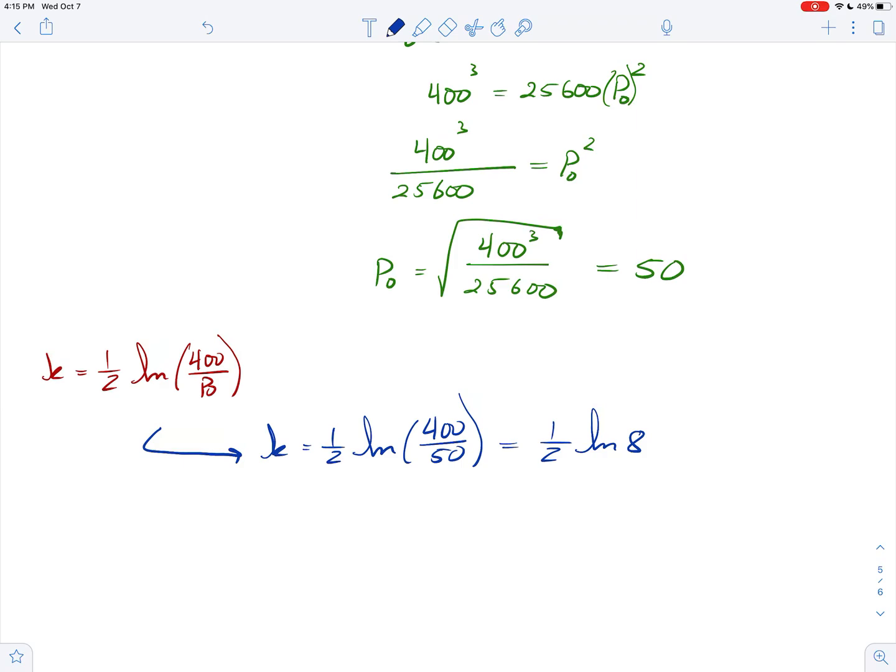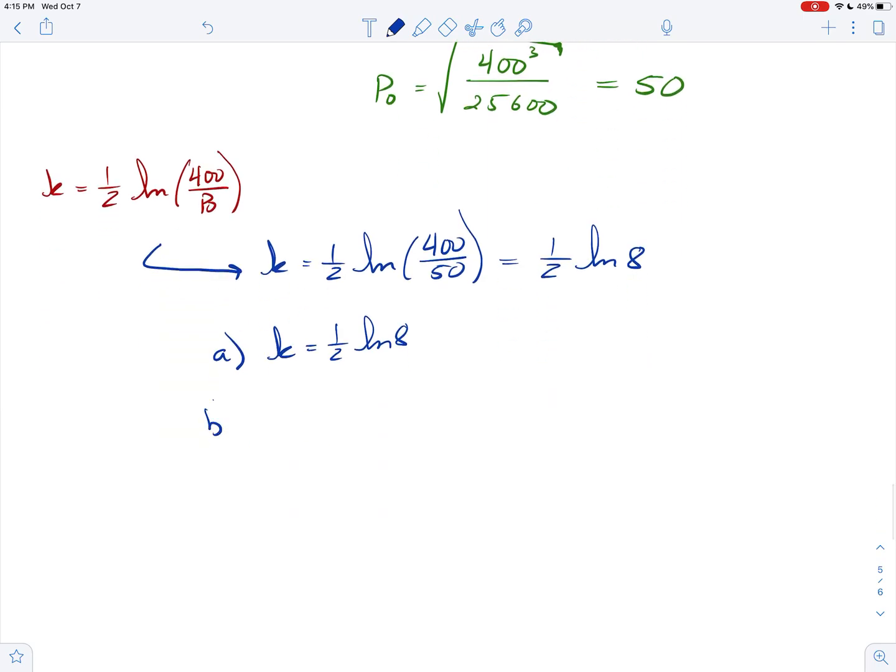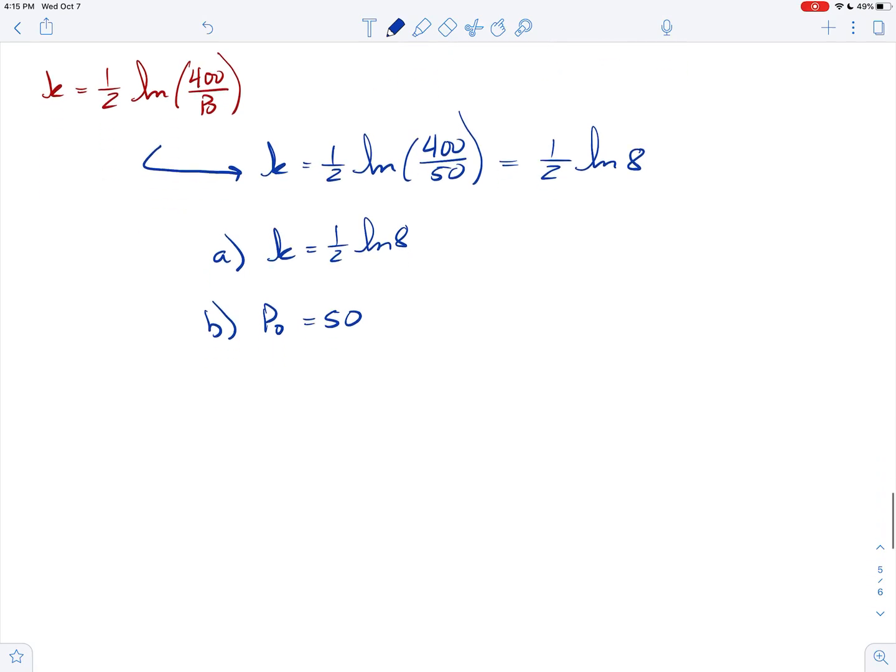And so we did it. We've got P naught, we've got k, and so we can actually put this all together. Part A said find k. So k is 1/2 ln of 8. Part B said find P naught. P naught is 50. And then part C was put it all together for a formula for the amount of bacteria present. And so that's going to be 50 e to the 1/2 ln of 8 times t. So I'll end this video here, and in the next video we'll figure out the other parts.